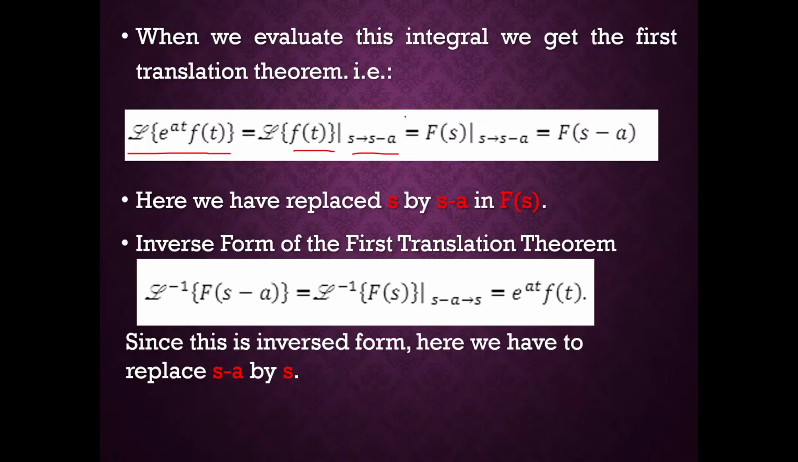After taking the Laplace of f of t, with s tends to s minus a, you can write it as F of s at s tends to s minus a. So Laplace of f of t at s tends to s minus a can be rewritten as F of s at s tends to s minus a. That is nothing but F of s minus a. That's it.